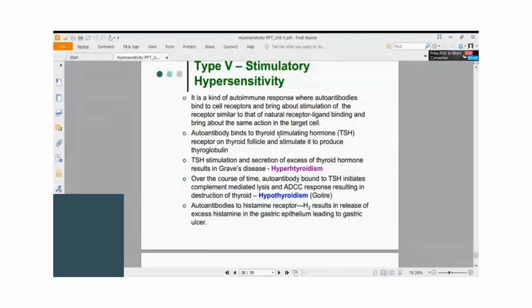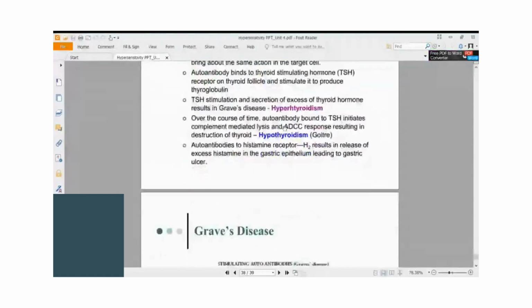There is another type of disease. In some individuals, the histamine receptors in the gastric region, that is in the stomach area or in the intestinal area, will get bound by the autoantibodies. When those autoantibodies bind to the histamine receptor, they also bring about the same type of stimulation, where excessive histamine will be released in that area, resulting finally in an inflammatory response.